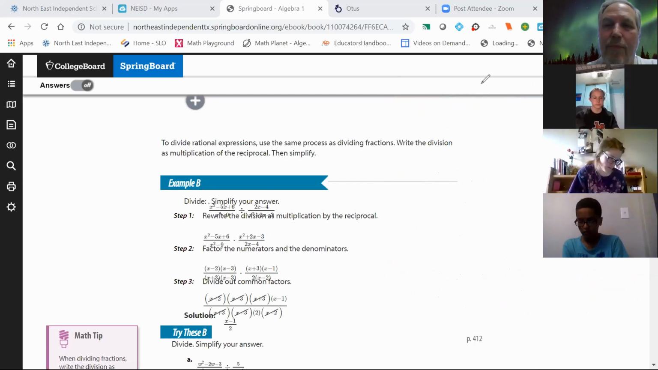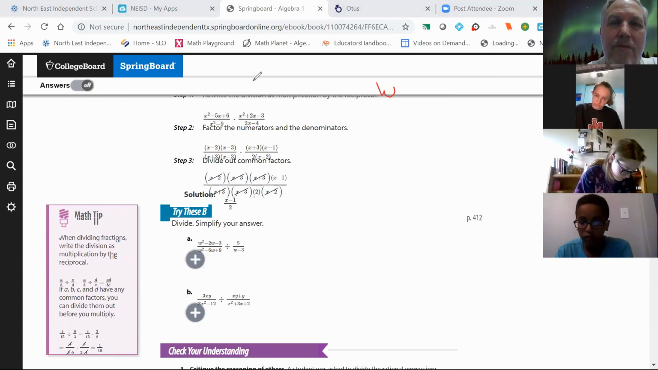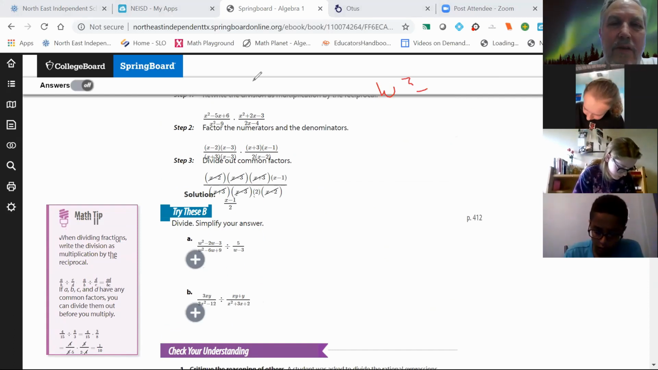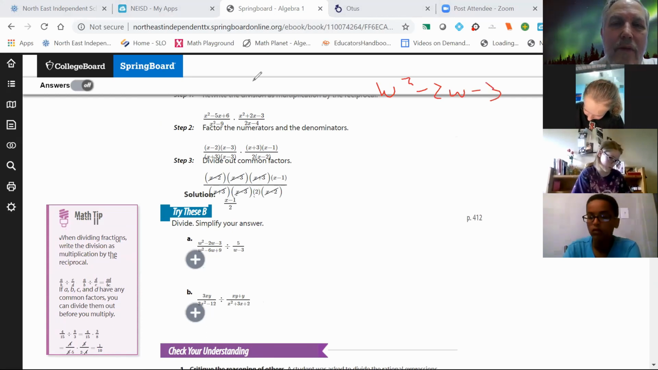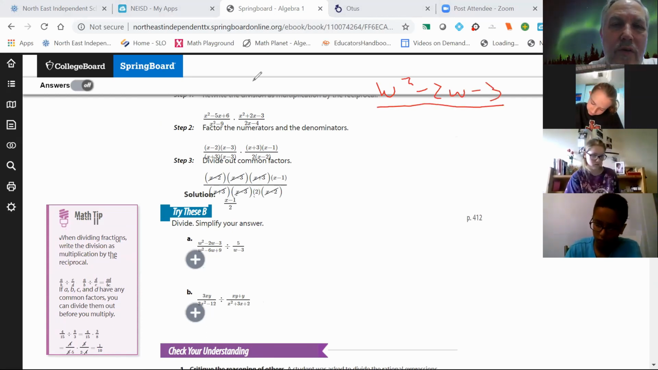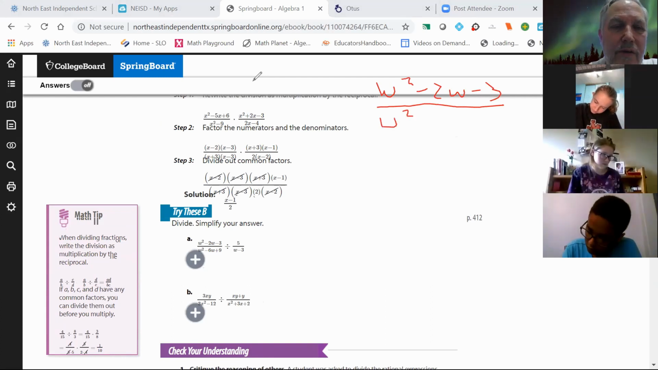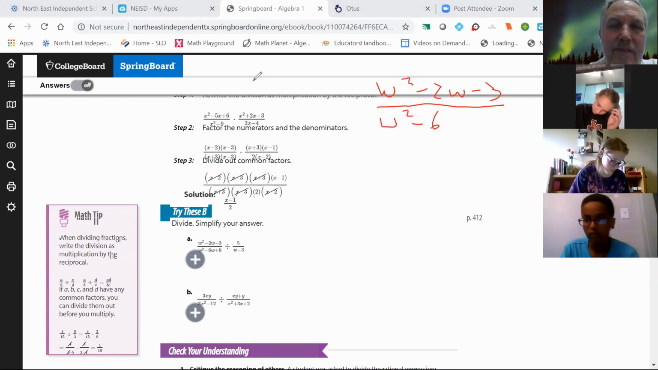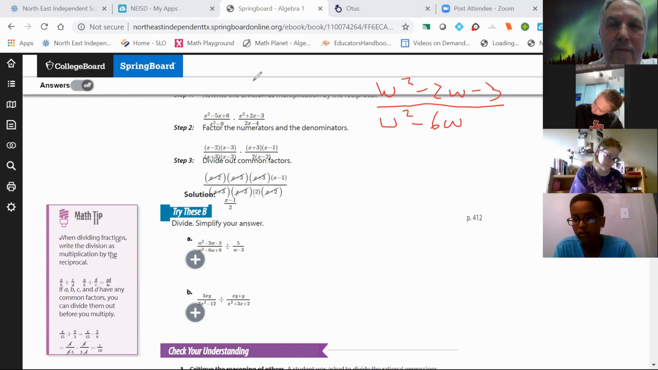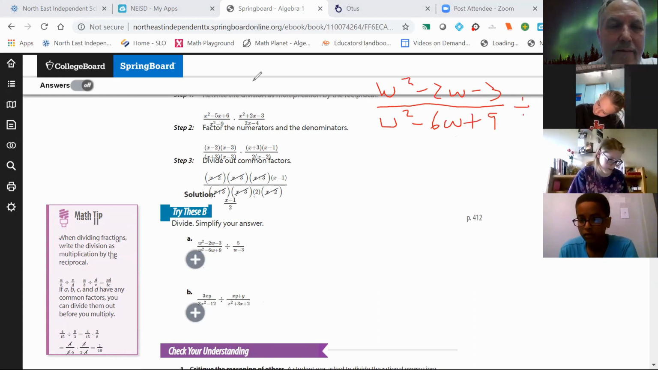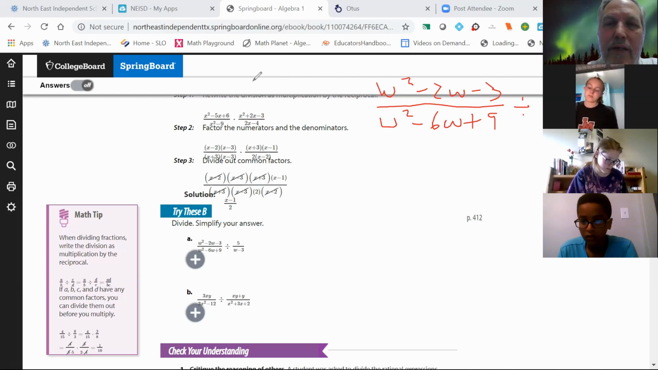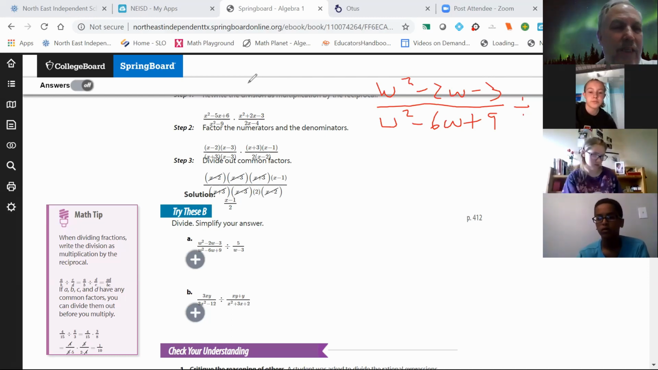Try these. We have w squared minus 2w minus 3 over w squared minus 6w plus 9, divided by 5 over w minus 3. All right, so now we do our keep, change, flip.